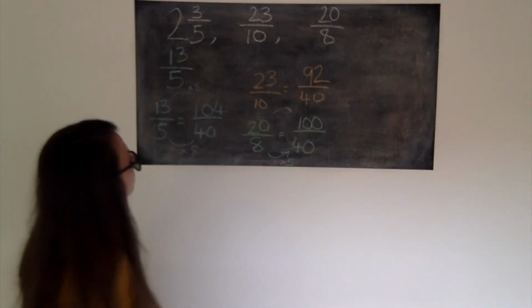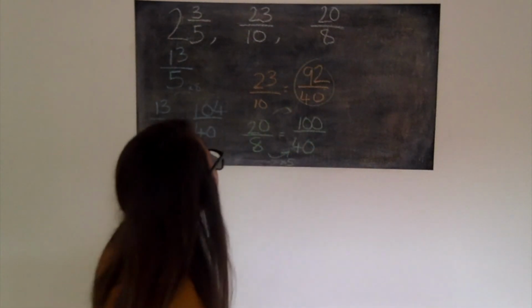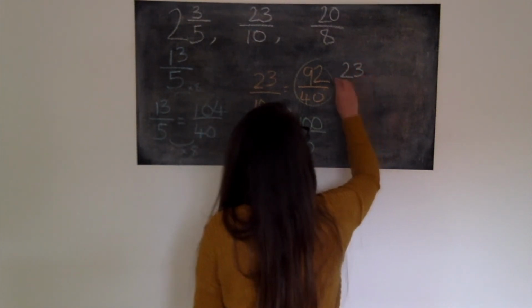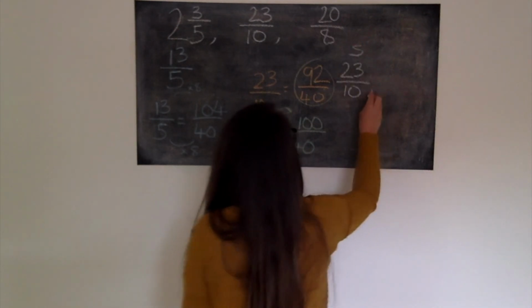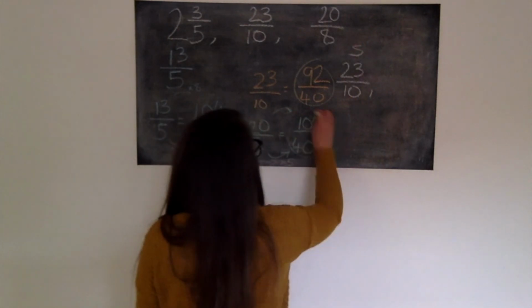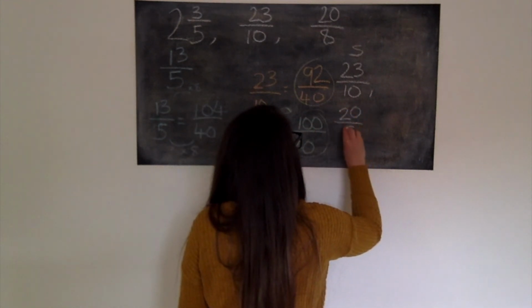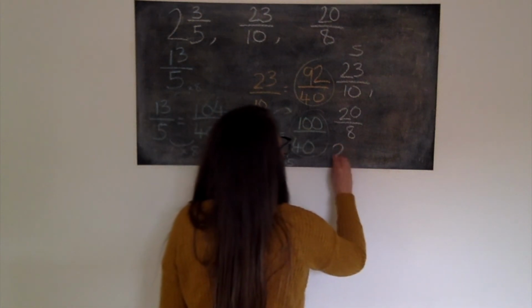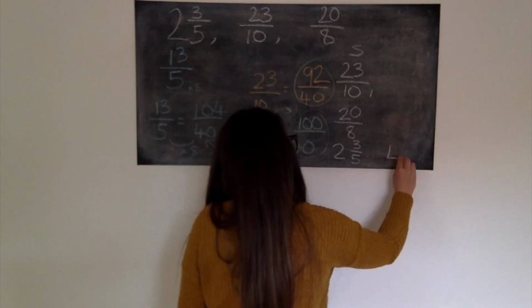Once you've done this, hopefully we can see that now 92/40 is our smallest, so that originally was 23/10. Then next we have 100/40, which originally was 28ths, and the largest is 104/40, and originally that was our mixed number fraction of 2 wholes and 3/5. So that one should be our largest fraction.